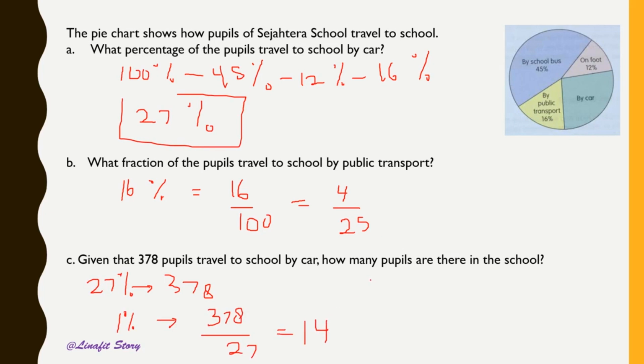How many pupils are there in the school? Remember that the total value of the pie chart is always 100%. So if 1% is 14, how about 100%? It will be 14 times 100, which equals 1,400. So there are 1,400 pupils in the school.